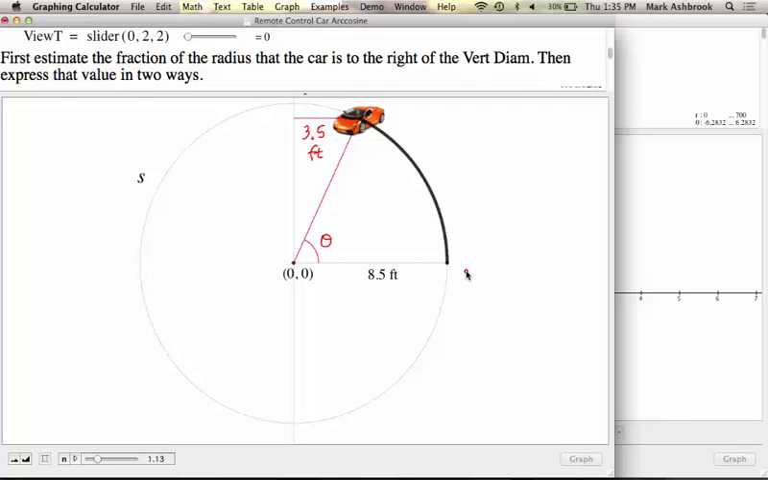So how about the estimate? What do we think? Who's the lucky winner today? How about Zach? What's your estimate for the fraction of the radius that the car is to the right of the vertical diameter? What would you estimate?